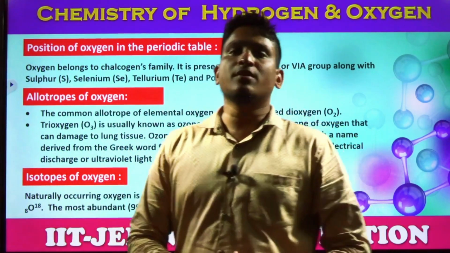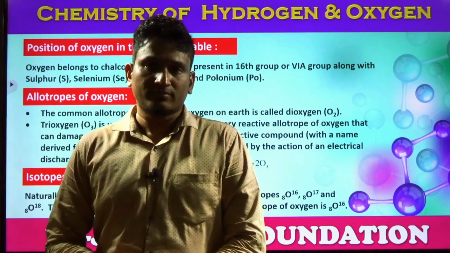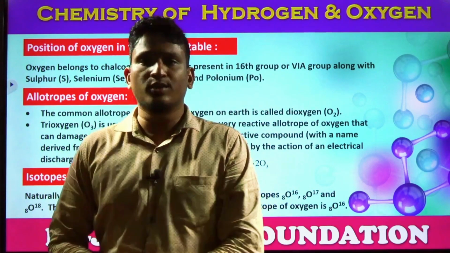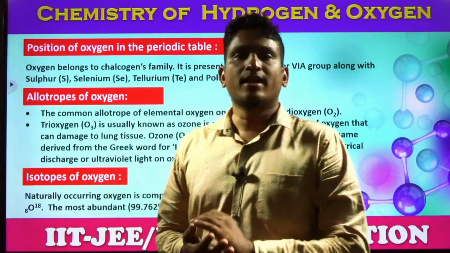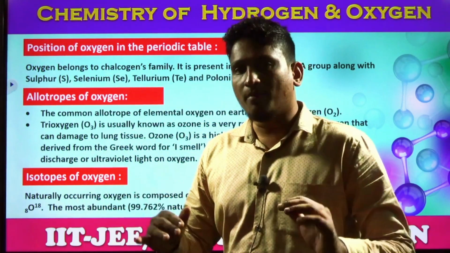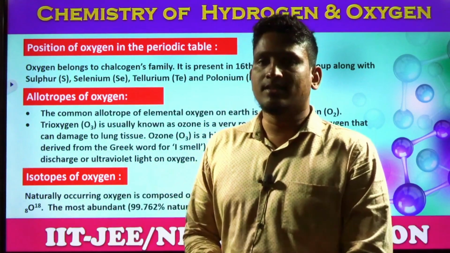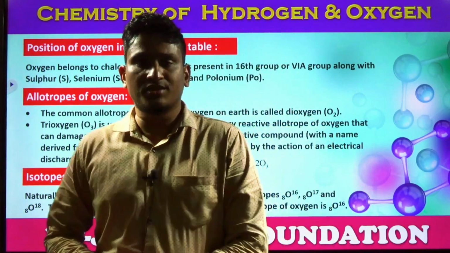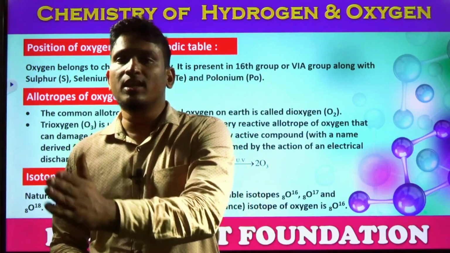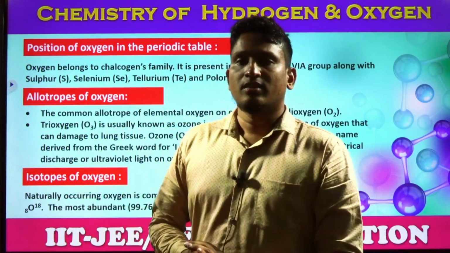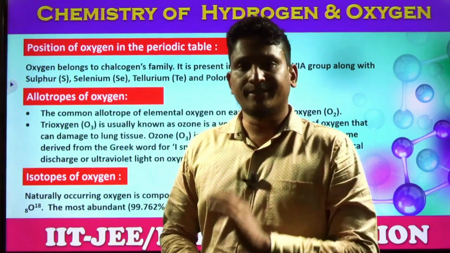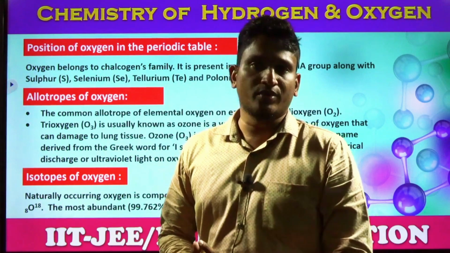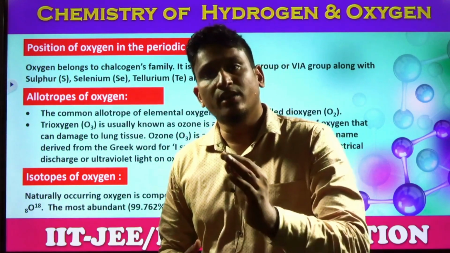Next, isotopes of oxygen. So students, answer: what are isotopes? Define isotopes. Isotopes are atoms of elements with the same atomic number but different mass number. So what are the famous isotopes of oxygen? O16, O17, O18. For O16, what is the atomic number of oxygen? 8. It contains how many protons? 8 protons, 8 electrons and 8 neutrons.